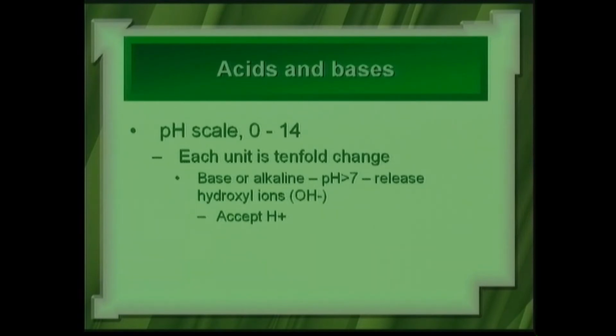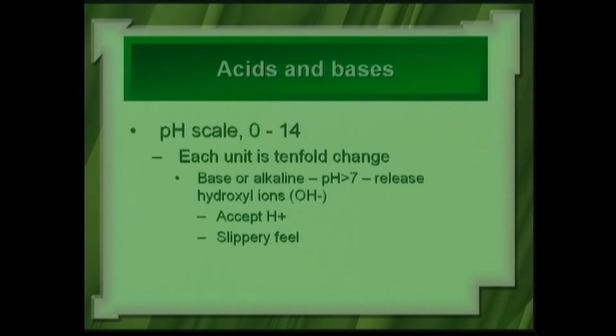Now, what are bases? Bases will either donate or release hydroxyl ions, which are represented here by OH minus. And they have the ability to accept hydrogen ions. So what is a hydrogen ion? A hydrogen ion is a hydrogen atom that has actually lost an electron. So pretty much a hydrogen ion is a proton, because remember, a hydrogen atom has a proton and an electron, and if it loses its electron, then it becomes a hydrogen ion with a net positive charge. So bases will tend to accept hydrogen ions.